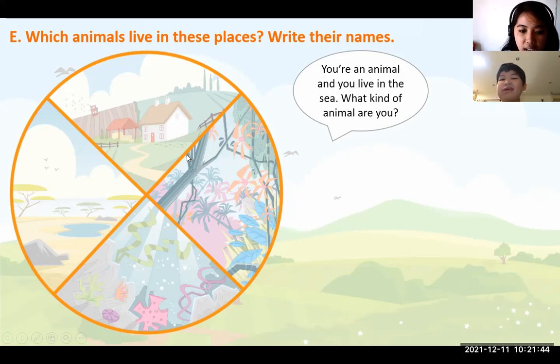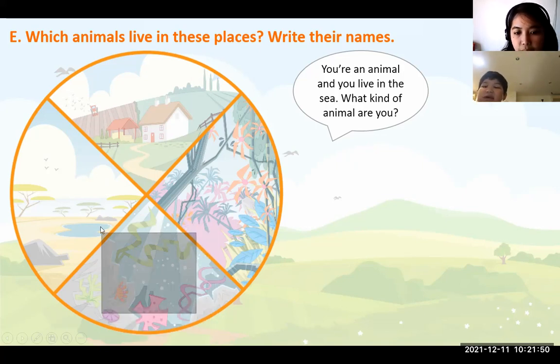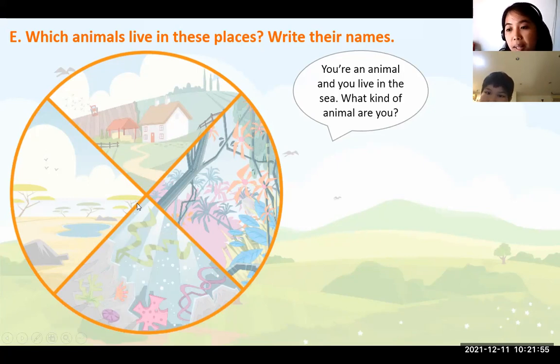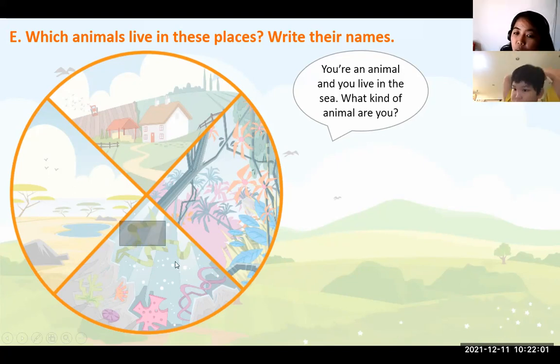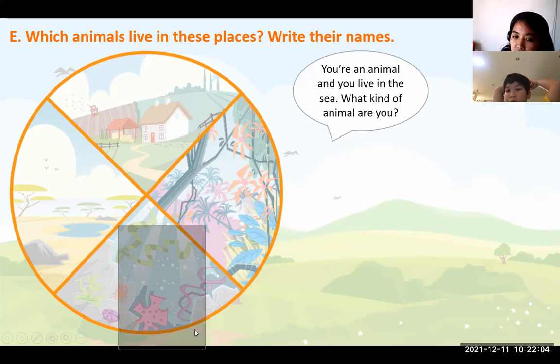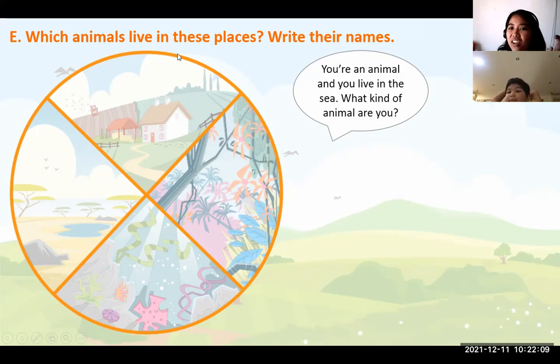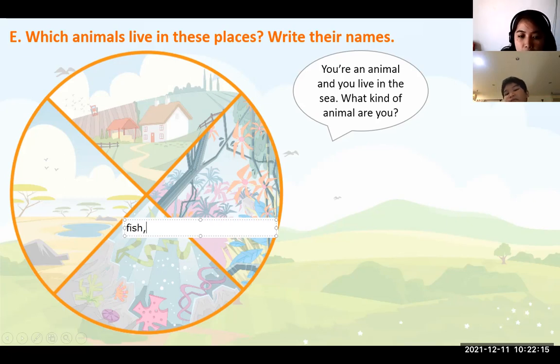I would rather be a fish. What? A normal fish. Oh, yes, I would rather be a normal fish. Yeah, a normal fish. How about dolphin? You don't like dolphin? No, I would rather be a normal fish. Okay, so you write all the animals that live in the sea here. I don't know how to write all of that. Okay, you say your answer, so teacher will write it for you. A fish, what else? Shark. Shark, okay, what else? Hippo. Hippo.